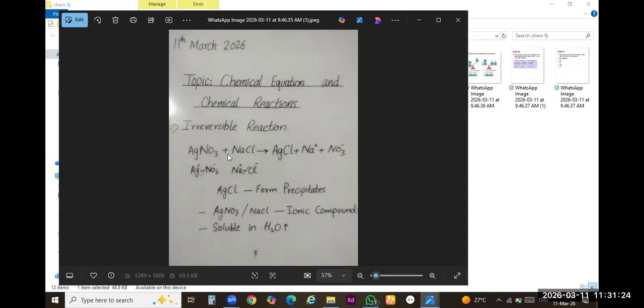Old bonds break, new bonds form. So there is a bond between silver and the nitrate ion. First of all, the bond between the positive and negative ion will break. Clear? So the new bond which will form between these molecules, again keep it in your mind, will be a bond between a positive and a negative ion. So there will be a bonding between silver and chloride ion, AgCl.